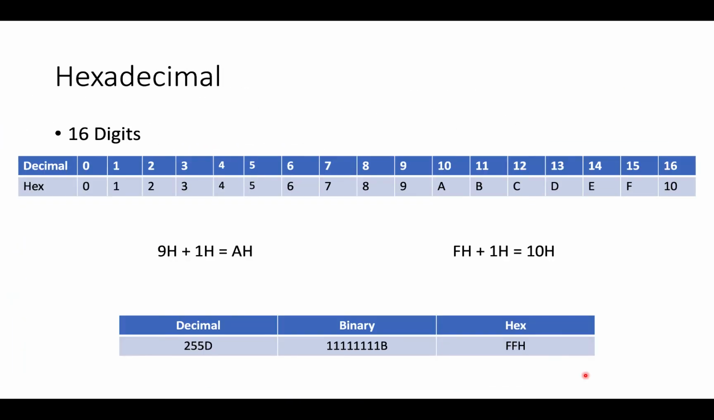So, as I've said, hexadecimal has 16 digits. It goes from 0 to 15 in decimal, and then here's the corresponding hex digits. So 0, 1, 2, 3, 4, 5, 6, all the way up to 9. And then we say A, B, C, D, E, F. So F in hex is 15 in decimal, and then F plus 1 would take us to 10. Okay, so this is hexadecimal.